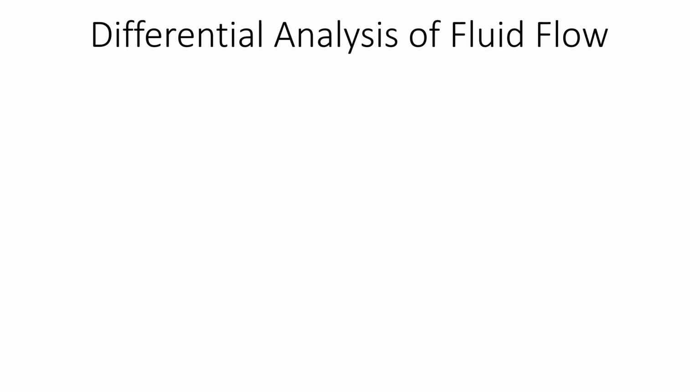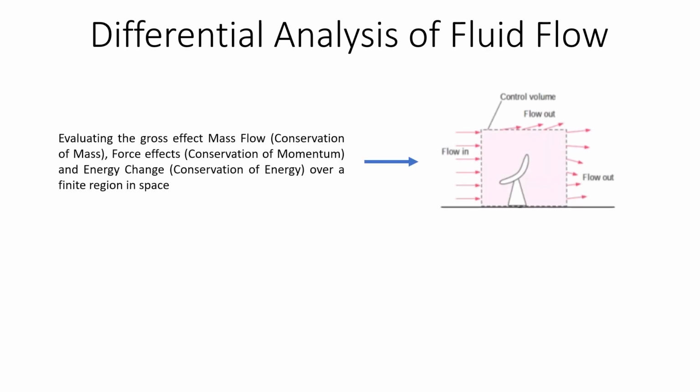So this is what we are going to do in this chapter, that we are going to analyze our flow in a very detailed manner. So for that purpose, we need to revise some previous concepts that we applied in the previous chapter. In the previous chapter, what we did is we saw the gross effects of the mass flow with the help of our conservation of mass principle. We saw the gross effects of forces on an object with the help of our conservation of momentum principle, and we saw the gross change in energy with the help of our conservation of energy principles.